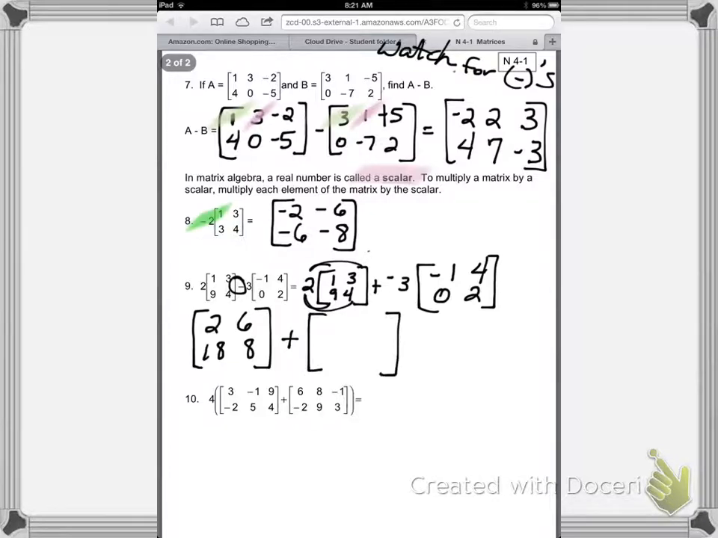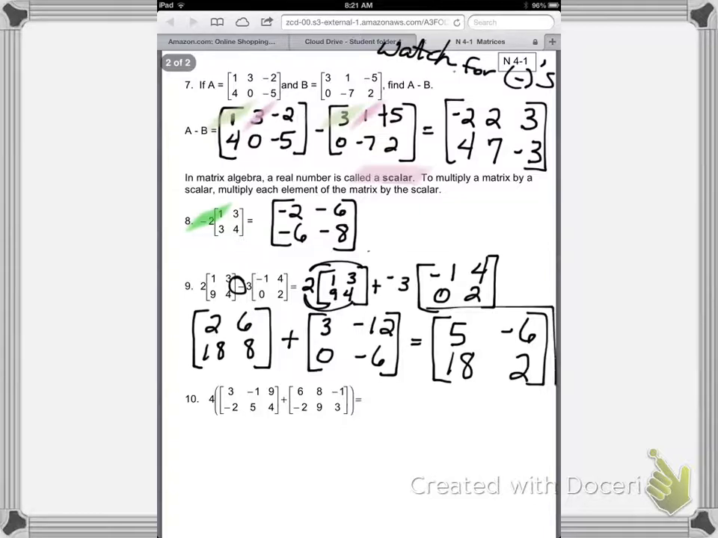So negative 3 times negative 1 is 3. Negative 3 times 4 is negative 12. Anything times 0 is 0. And negative 3 times 2 is negative 6. Alright, so then I have to add these together. 2 plus 3 is 5. 6 plus negative 12 is negative 6. 18 plus 0 is 18. And 8 plus negative 6 is positive 2. And then that will be my answer matrix.